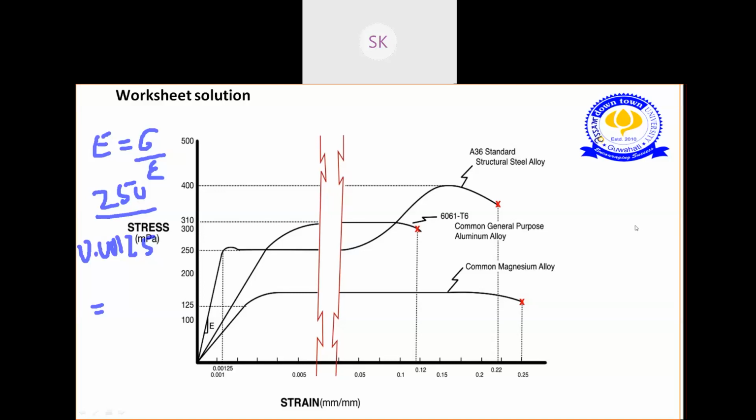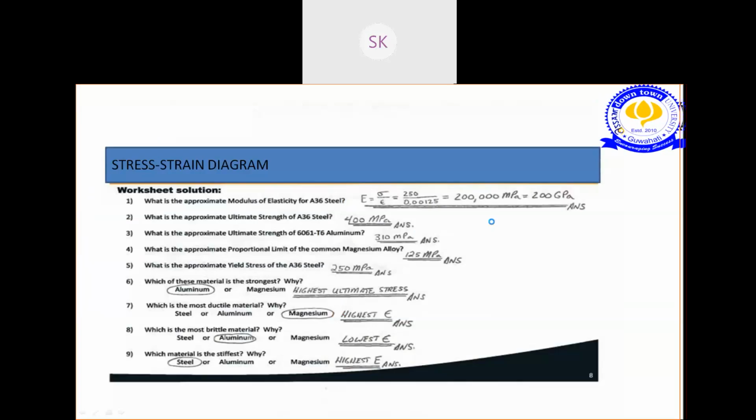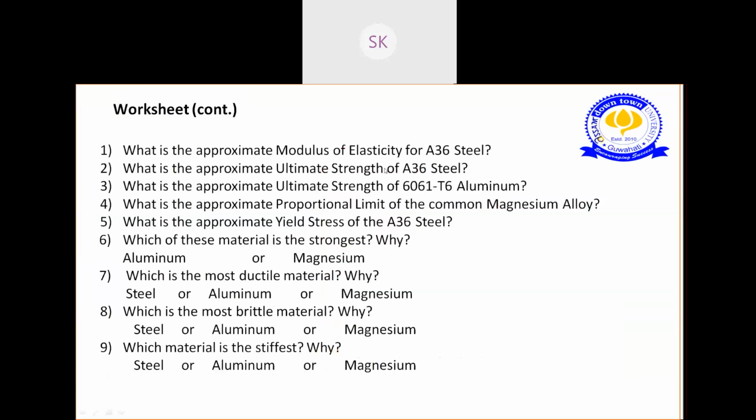Okay. Then what have I been asked? I'll show the answer also. Don't worry. Then I have been asked to find the ultimate strength of steel. This is our steel's ultimate strength. I explained that ultimate strength will be represented by the ultimate stress value, right? So what is the ultimate stress of this steel?